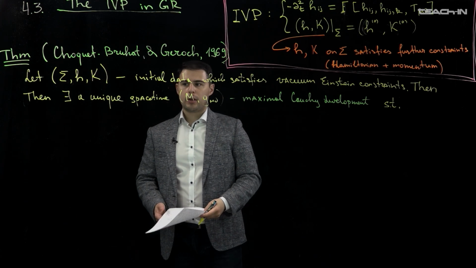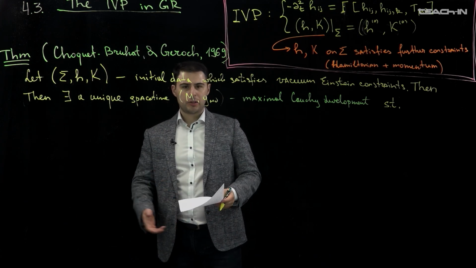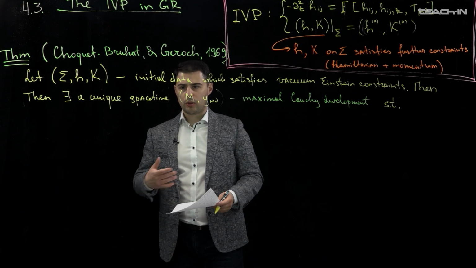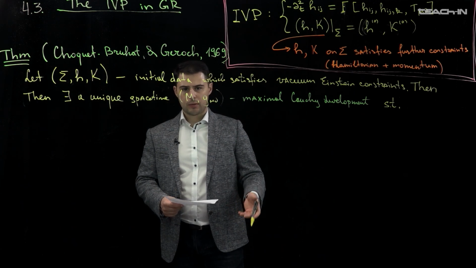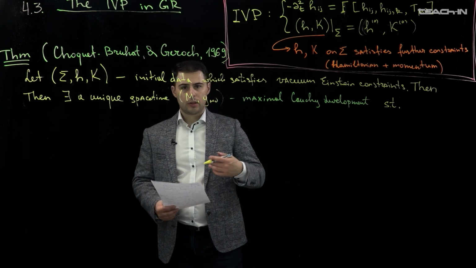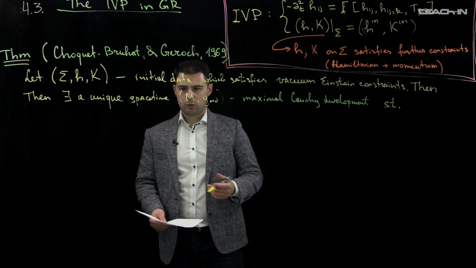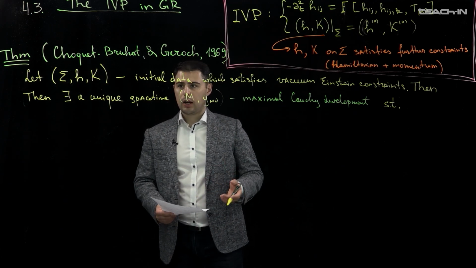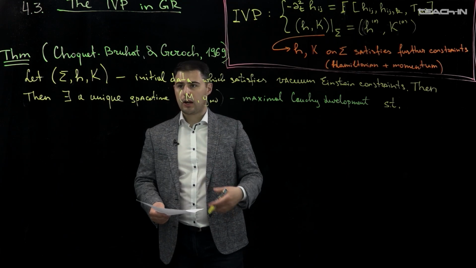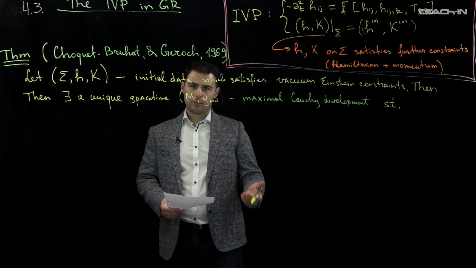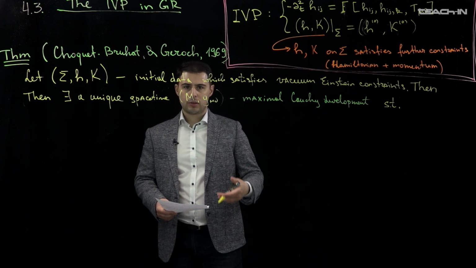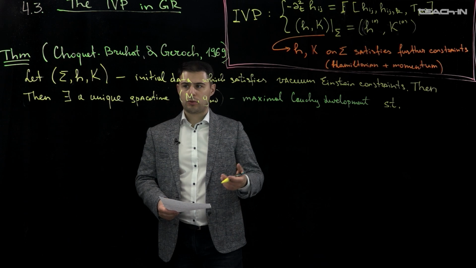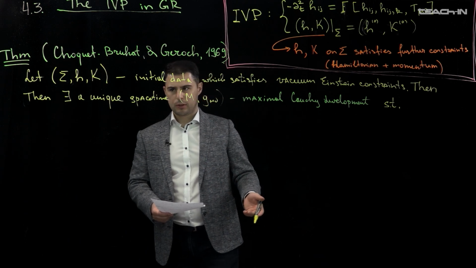this spacetime is the result of the evolution of the initial data, in the sense that, first of all, it satisfies vacuum Einstein equations. Secondly, it is globally hyperbolic, with sigma being its Cauchy surface. Then h and K are indeed the induced metric and extrinsic curvature on sigma. And finally, any other spacetime satisfying these constraints is isomorphic to a subset of the maximal Cauchy development.